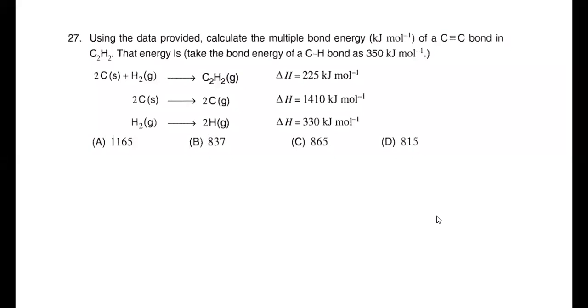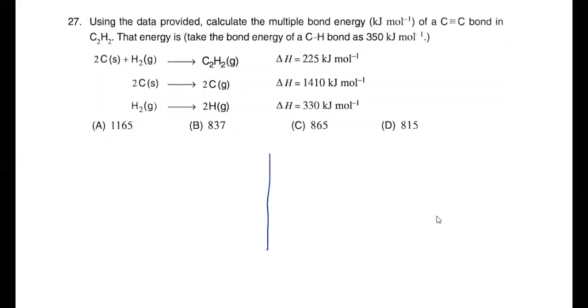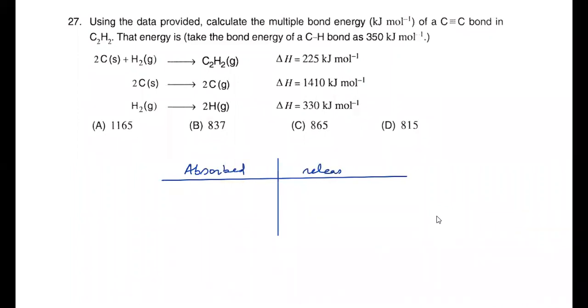For such questions, I have explained a technique that follows two columns: absorbed energy in one column, released energy in another. So here we write the absorbed energy, and here we write the released energy. From this reaction, first two carbon solids should be converted into two carbon gases, so first 1410 kilojoule energy will be absorbed. Then hydrogen gas should be broken into two atoms, so for that 330 kilojoule energy is needed.